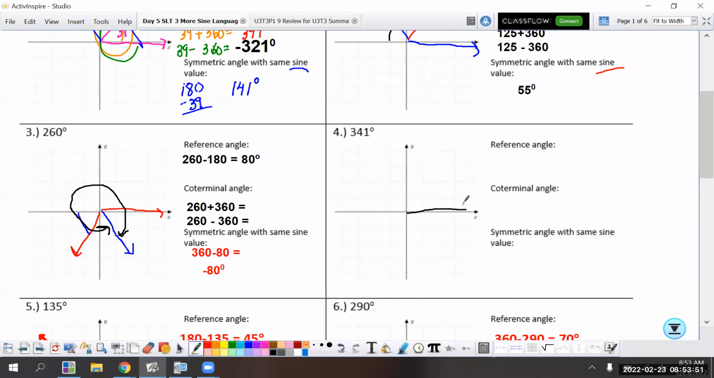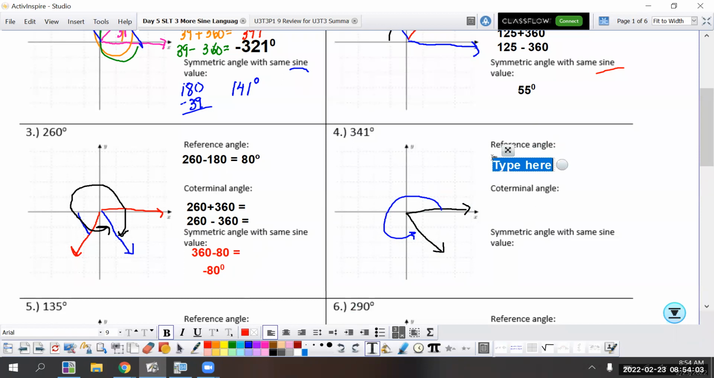We've got initial ray, terminal ray. Here is the 341 degrees. So your reference angle is going to be 360 minus 341, which is 19 degrees. Coterminal, we're going to take 341 plus 360 and 341 minus 360. So when you did the warm-up, you should actually be calculating these values out.